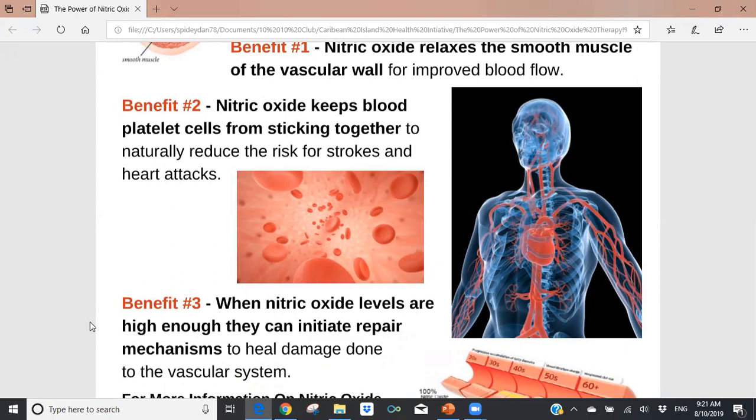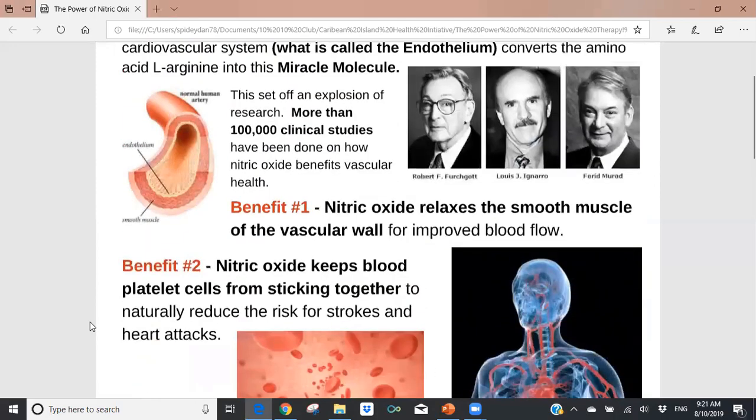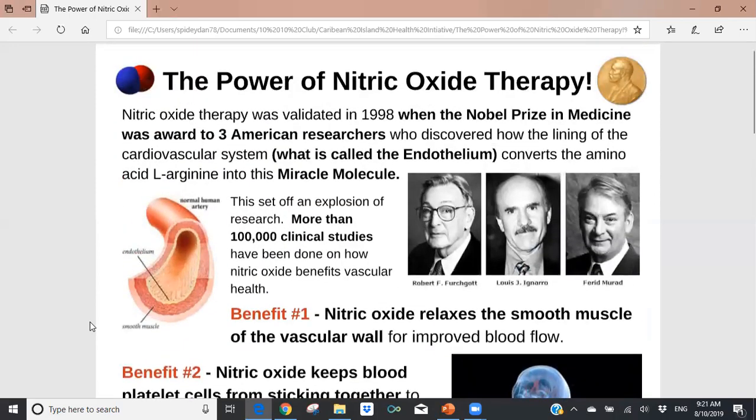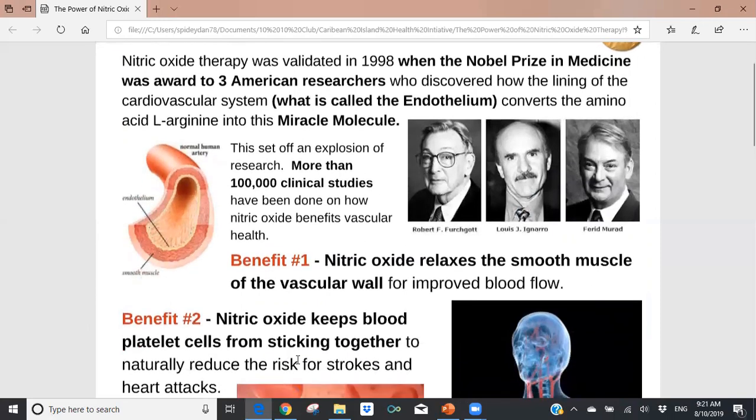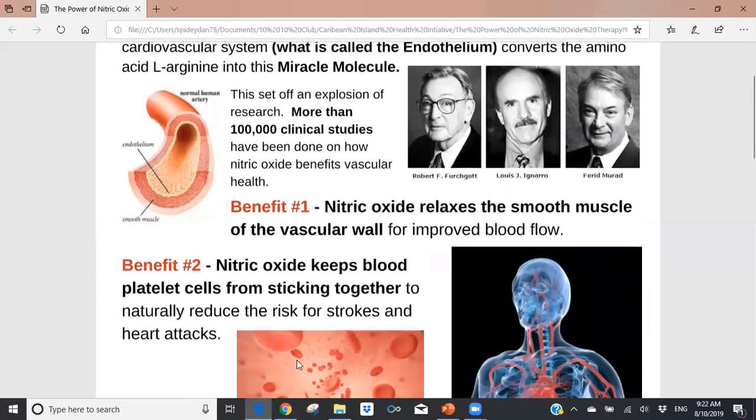So these 3 benefits help to reinforce information that the person saw in the video. And then as you want to add information, you can certainly do that. So for example, if I'm talking to John and John's got a high blood pressure issue, when I talk about benefit number 1, nitric oxide relaxes the smooth muscle of the vascular wall for improved blood flow, John, that is a natural way for people with high blood pressure to see their blood pressure return back to the normal range.